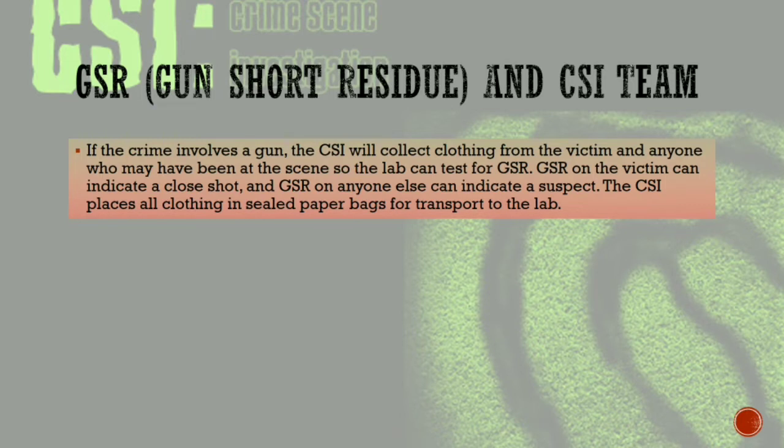For example, in the case of GSR, gunshot residue, if the crime involves a gun, the CSI will collect clothing from the victim and anyone who may have been at the crime spot, and test the pieces of cloth in the lab for GSR, gunshot residue. Gunshot residue on the victim can indicate a close shot, and GSR on anyone else can indicate a suspect. The CSI places all the clothing in sealed paper bags for transport to the labs.